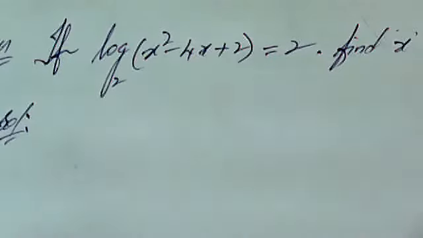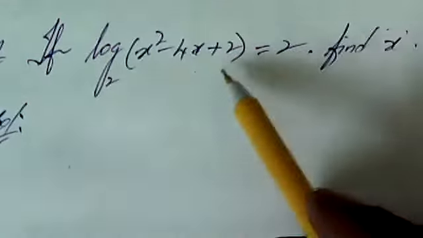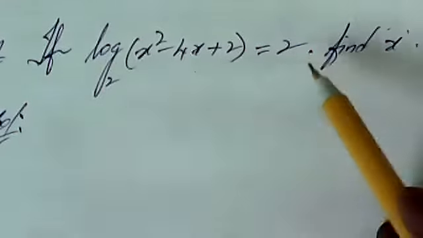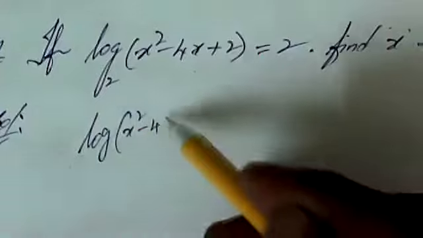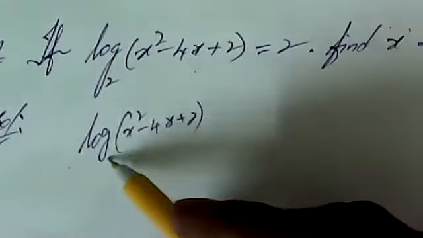Now look at this question. If log of x square minus 4x plus 2 to base 2 is equal to 2, find x. What you are given is log of x square minus 4x plus 2 to base 2 is equal to 2, and you need to find the value of x. Therefore, in order to find the value of x, we have to get an equation in x. Unless and until you get an equation in x, you can't solve it. So you need to avoid this logarithm. So use the definition of logarithm.